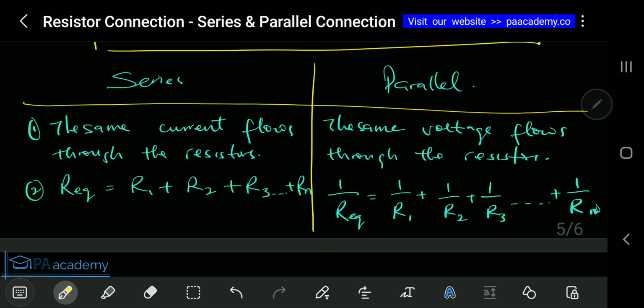Now the equivalent resistance of resistors connected in series is just the addition of each individual resistor. Just add them up straight up, and you get the equivalent. Then for parallel, it's 1 over the equivalent equals 1 over R1 plus 1 over R2, like that.